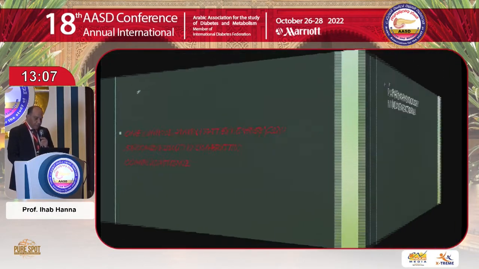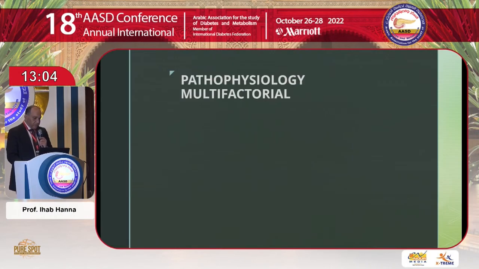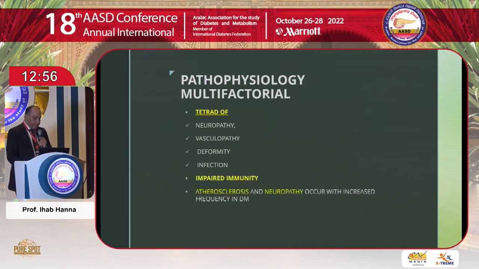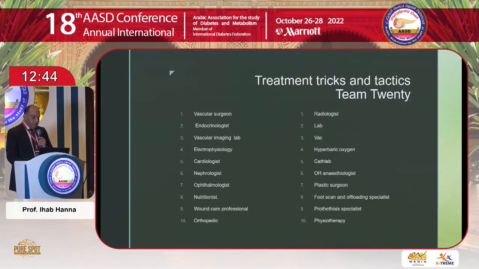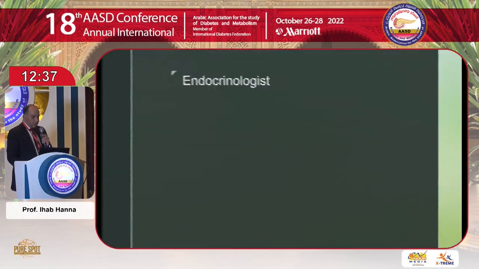That's why we set out in our institute to construct this team. Having the previously mentioned triad, and the infection, impaired immunity, atherosclerosis, and neuropathy, and the non-enzymatic glycosylation of the ligaments causing stiffness of the feet, and neuropathy increasing the mechanical stress on the feet. So these are the team of 20. I won't lose time reading them, but I will mention them one by one and their functions.